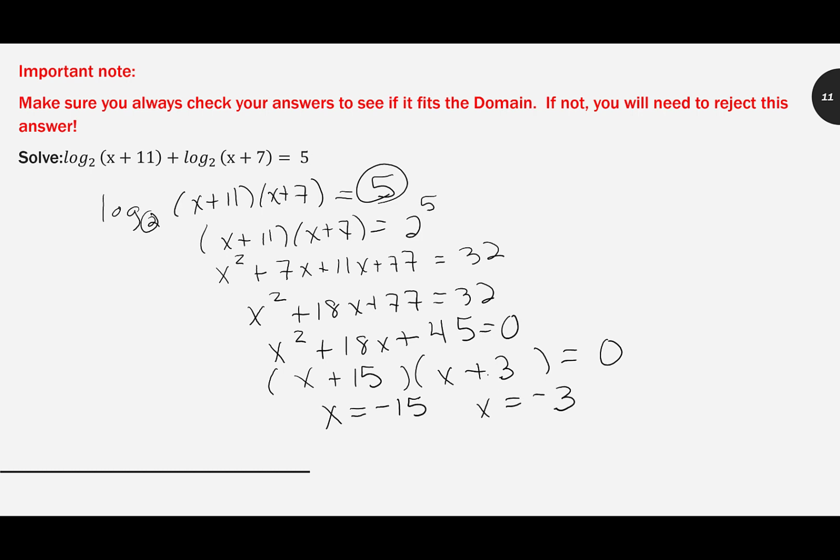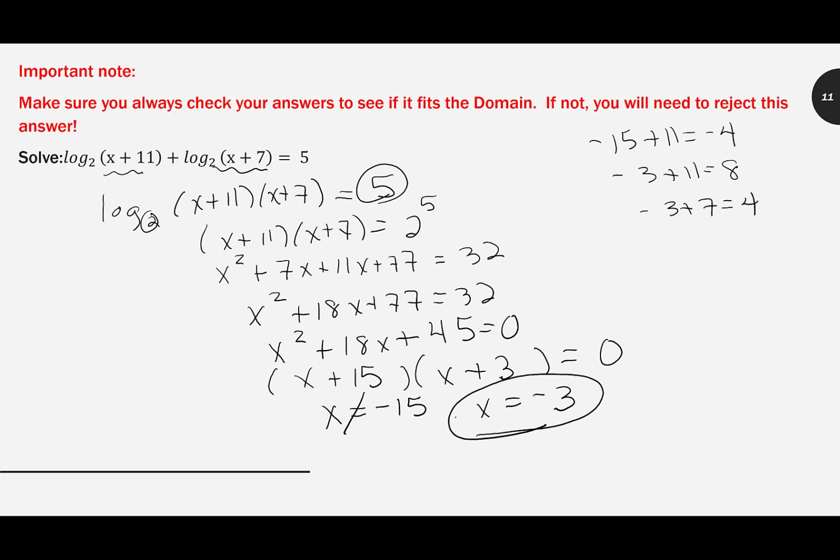Now here's one where it's super important that I plug it back in, and what I'm looking for is when I add 11 and I add 7, do I have a positive? Well, negative 15 plus 11 is negative 4, so that says negative 15 is not in the domain. But negative 3 plus 11 is positive 8. Negative 3 plus 7 is positive 4. So that negative 3 is in the domain, and it is our solution. So see how we have to check for that extraneous root, which was negative 15, throw it away, and only keep the negative 3.